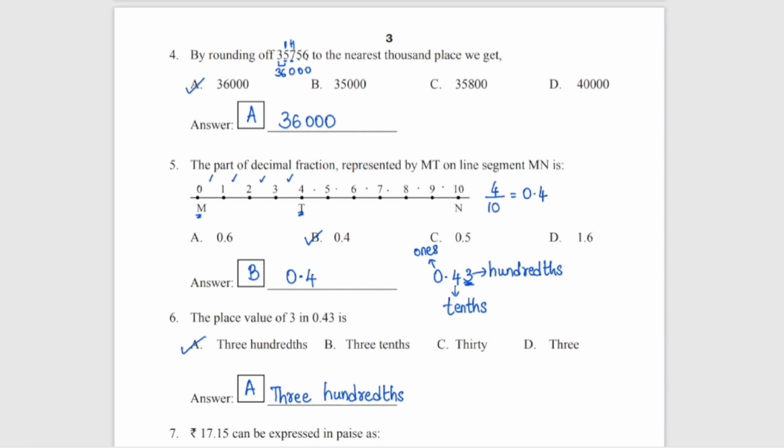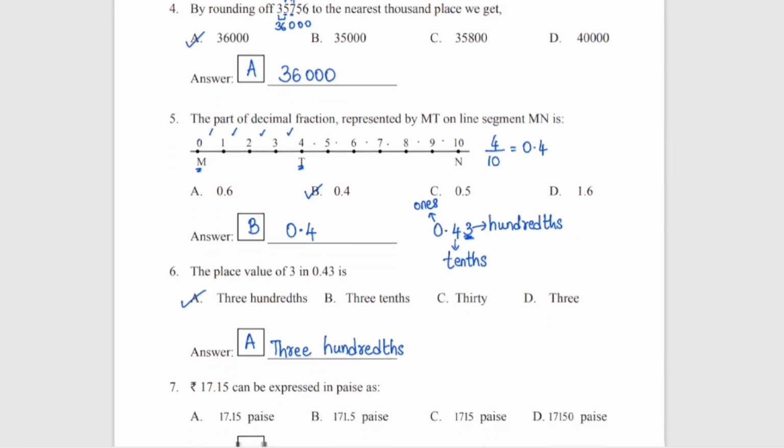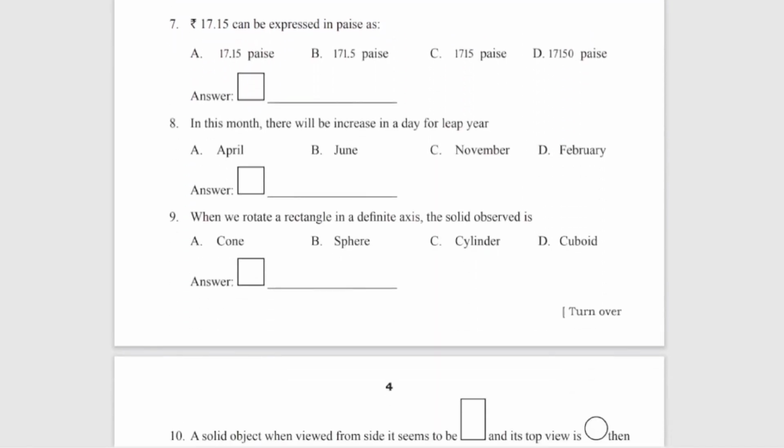Let us move to the next question now. In the 7th question, 17.15 rupees can be expressed in paise, as there are 4 options. We know that 1 rupee is equal to 100 paise. So 17.15 multiplied with 100, which is equal to, so whenever we have the decimal point and multiply by 100, with 2 zeros, we have to move the decimal point 2 places ahead to the right hand side.